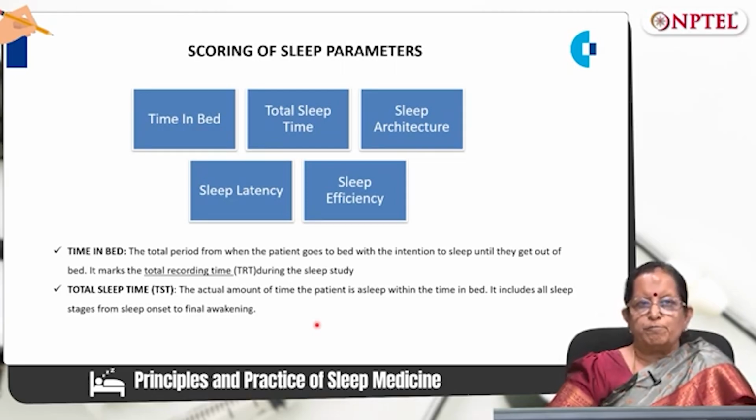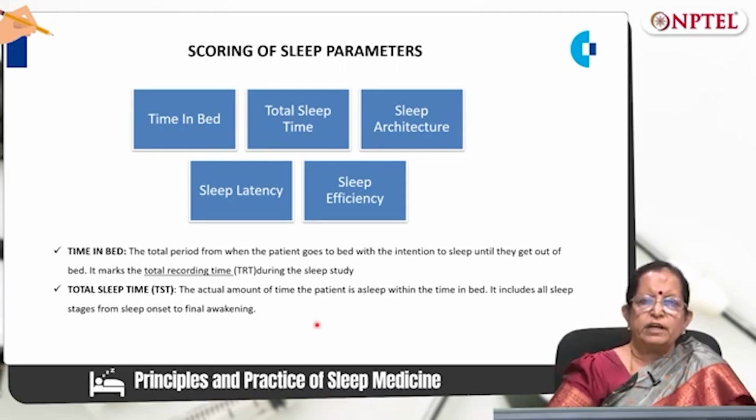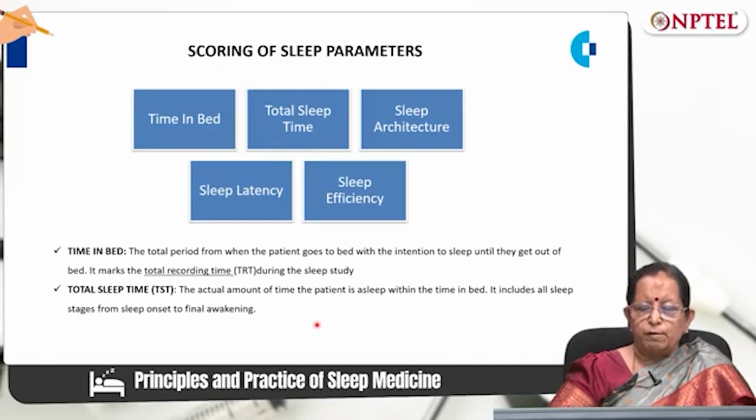Coming to the sleep parameters. What are the parameters we need to score? Time in bed, total sleep time, sleep architecture, sleep latency and sleep efficiency. What is time in bed? Time in bed is nothing but the total period from when the patient goes to bed with the intention to sleep until they get out of the bed. This is the total recording time.